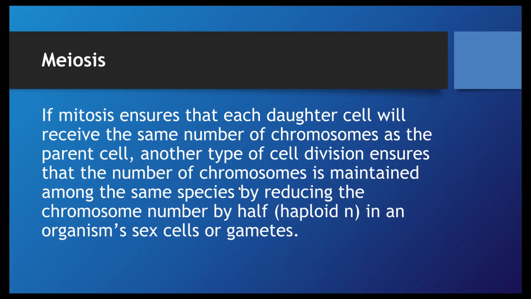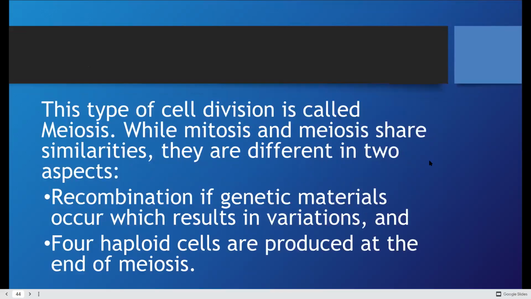Okay? If the number of chromosomes is not maintained, the tendency is that some genetic problems may occur. That's the problem. Okay, let's move forward. If you have questions, please raise them. This type of cell division is called meiosis.